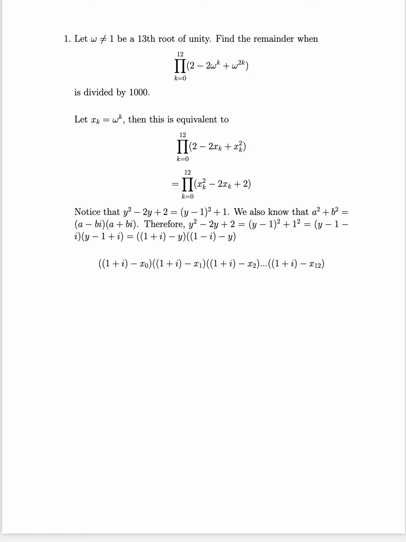So now, from here, we can rewrite it as this, but notice that x_0, x_1, x_2, all the way to x_12 are the 13 roots of the polynomial x to the 13 minus 1. Just notice that 13th roots of unity basically implies that it's a root of x to the 13 minus 1. So essentially, we can rewrite this as P of 1 plus i.